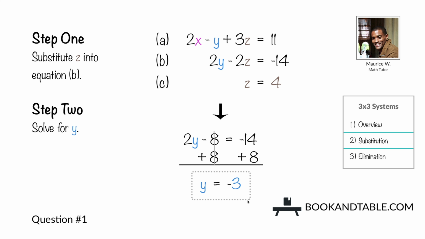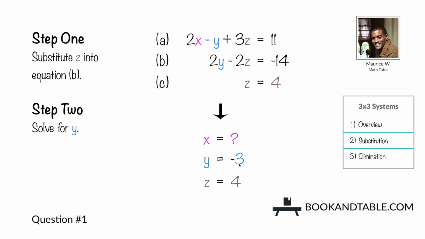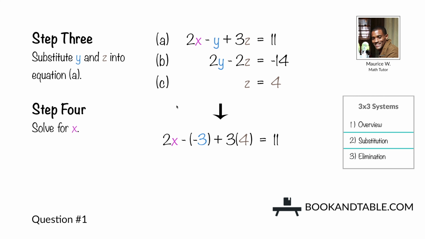So after solving for y, we know y is equal to negative 3 and z is equal to 4. So now we want to substitute both of those values into equation A and then solve for x. So when we do so, we get 2x minus negative 3 plus 3 times 4 is equal to 11. And that would be equal to 2x plus 3 plus 12 is equal to 11. 3 plus 12 is equal to 15. So we wind up with 2x plus 15 is equal to 11.